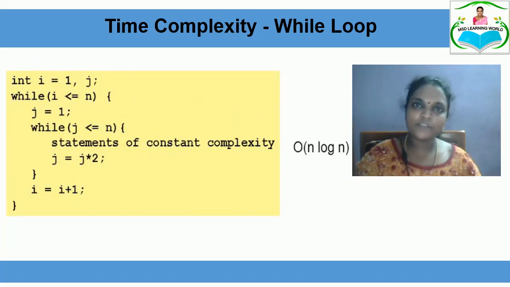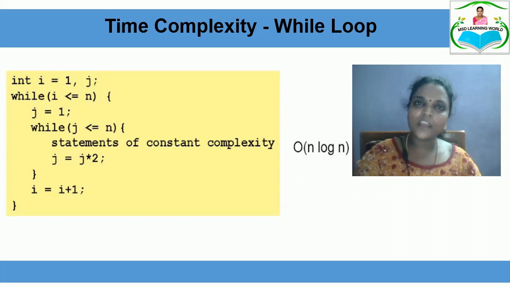Here comes the time complexity for a while loop. Here you have two while loops, that is, a nested while loop, where the outer while loop depends upon the values i and n, and the inner while loop depends upon the values j and n. It is very clear that the outer i loop is going to be executed n number of times. But before the inner while loop starts, the j value is initialized to 1. And when the inner j loop is executed, the statement inside it multiplies j by 2. So for each iteration, the value of j is doubled.